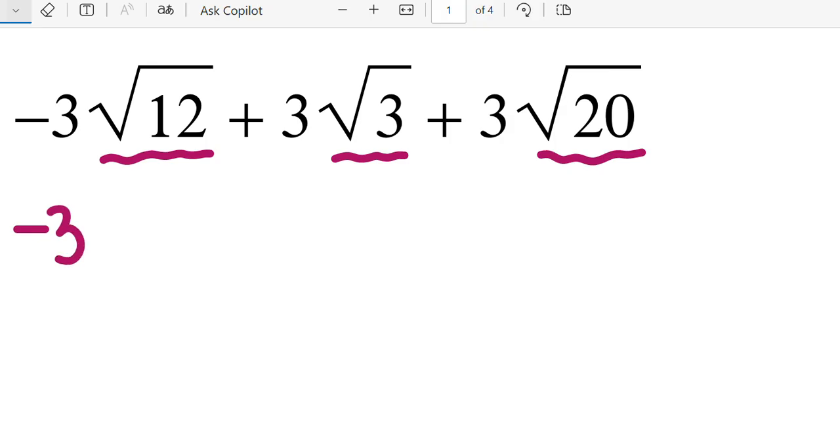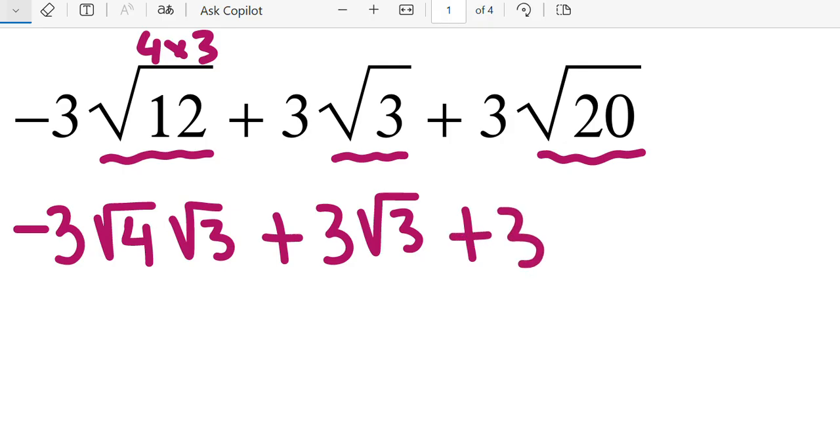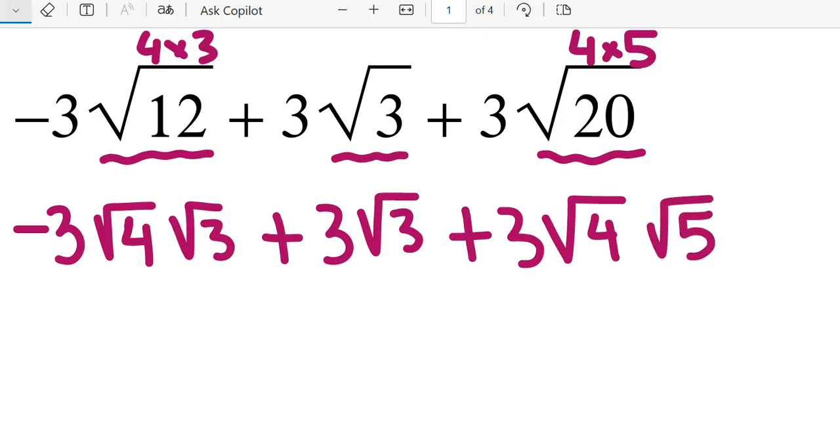So minus 3 instead of 12, we can write 4 multiplied by 3. So square root of 4 and square root of 3. Plus 3. Can we do anything with square root of 3? No, so we copy that. Plus 3. What can we do with 20? 4 multiplied by 5 will give us 20, right? So square root of 4 and square root of 5.